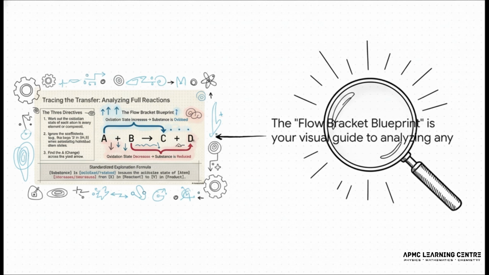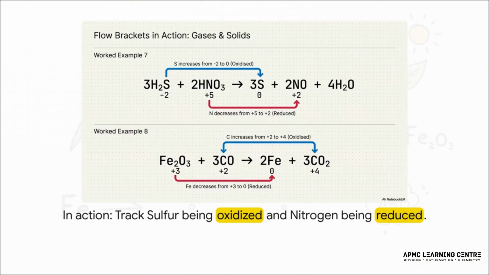These flow brackets we're going to use show us exactly what's happening. If the number goes up, it's oxidized. If it goes down, it's reduced. Let's see this in action. So in this reaction, we do the math and find that sulfur in H2S starts out at -2. Then, on the product side, it's just sulfur by itself, so it's 0. It went from -2 up to 0. That's an increase, so the H2S was oxidized. Meanwhile, you've got nitrogen in HNO3 starting at +5 and ending up at +2 in the NO. Its number went down, so the HNO3 was reduced. See, it's really just about connecting the dots.